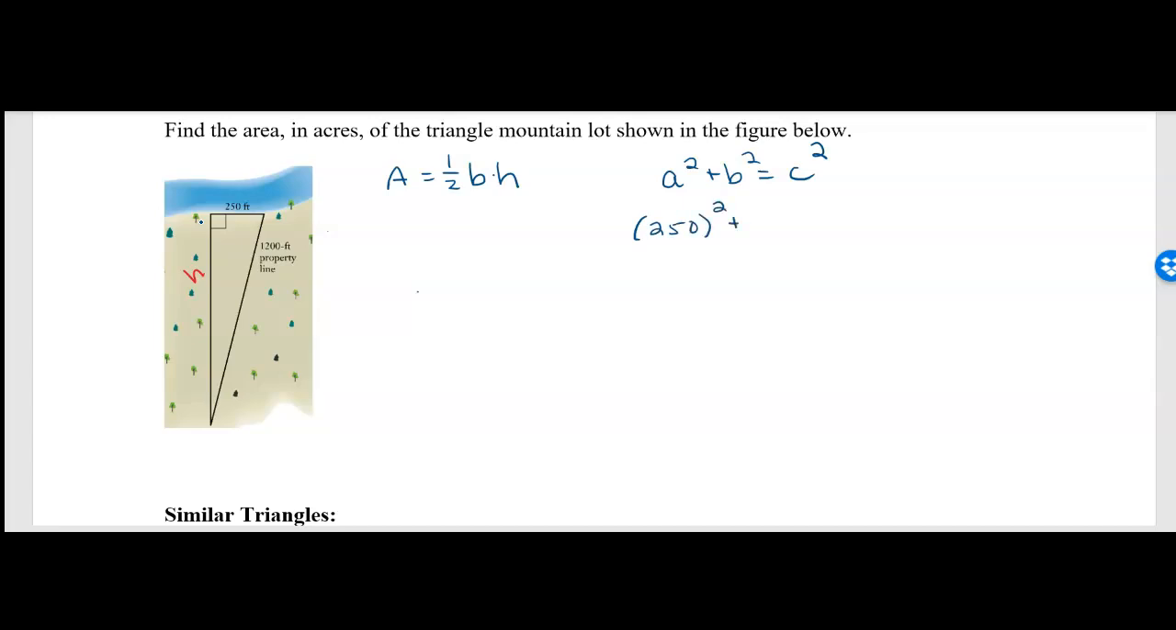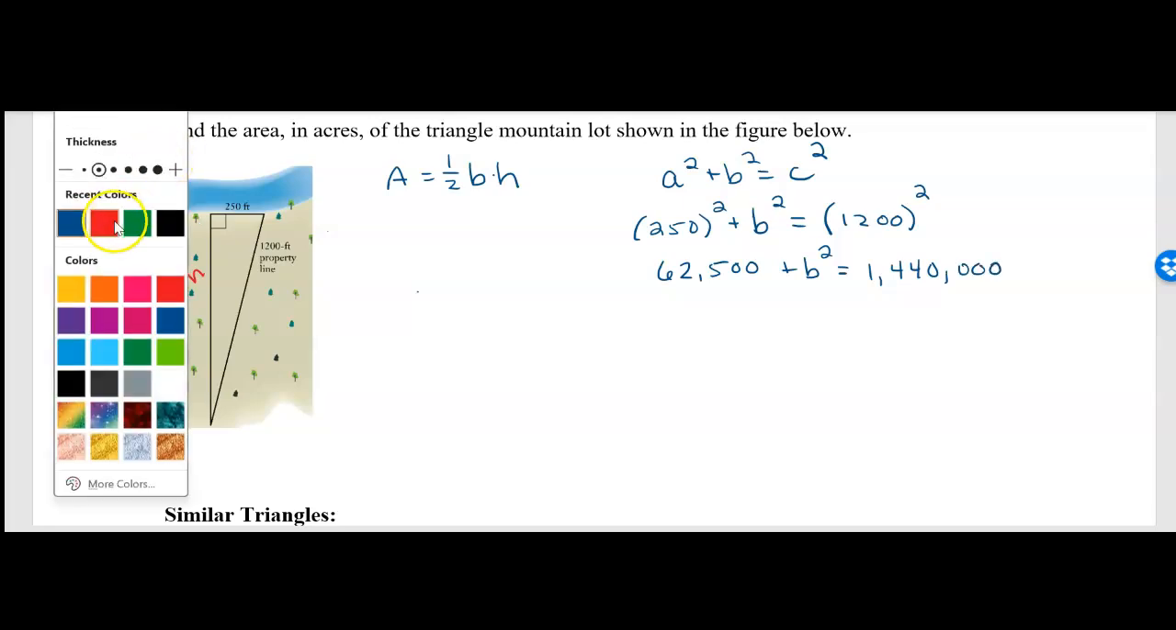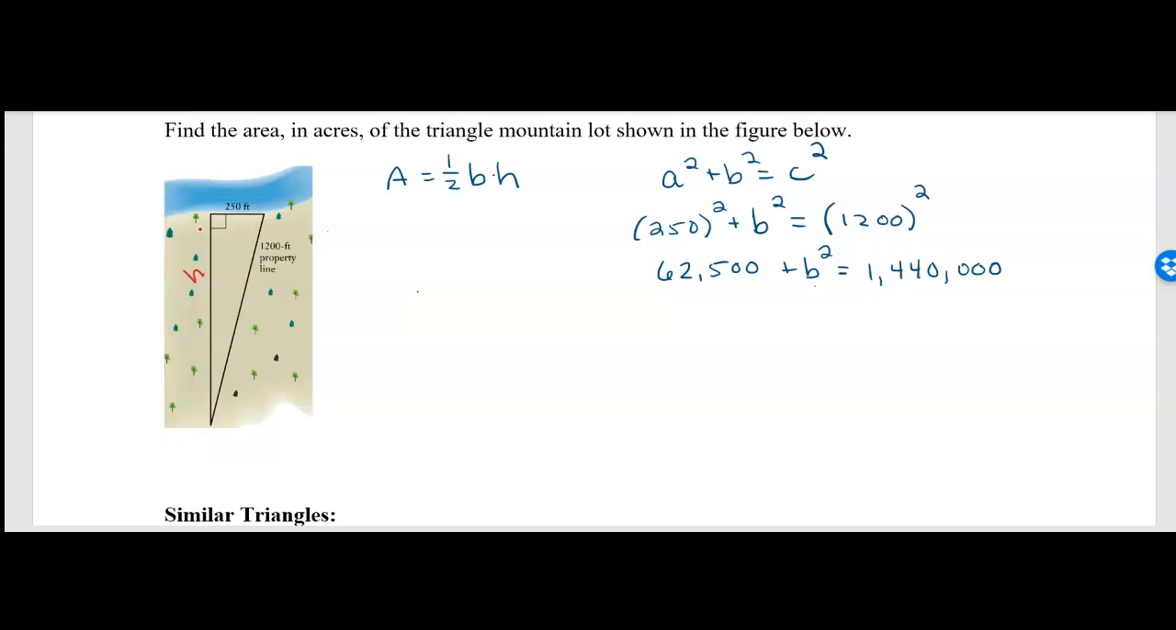Plus B squared. That's our height. That's what we don't have yet. But we know what C is. It says it's 1200. Now, the next step. We need to square these out. 250 squared is 62,500. We don't know B squared. And then if you square 1200, you're going to get 1,440,000. Do you remember what we do when we need to solve for the B squared?